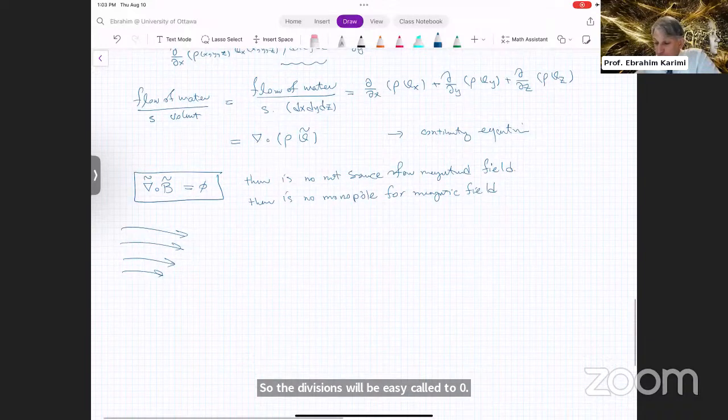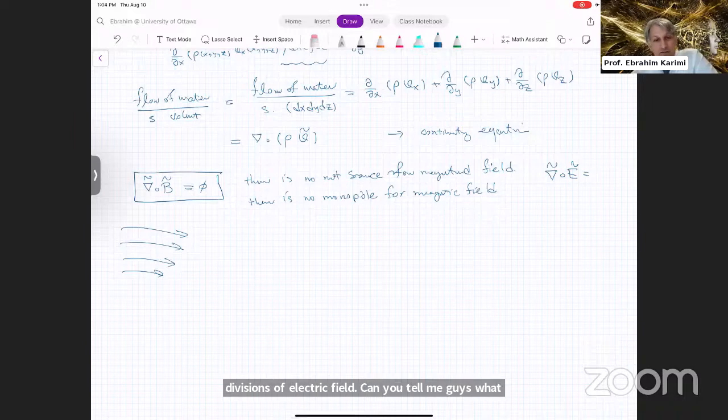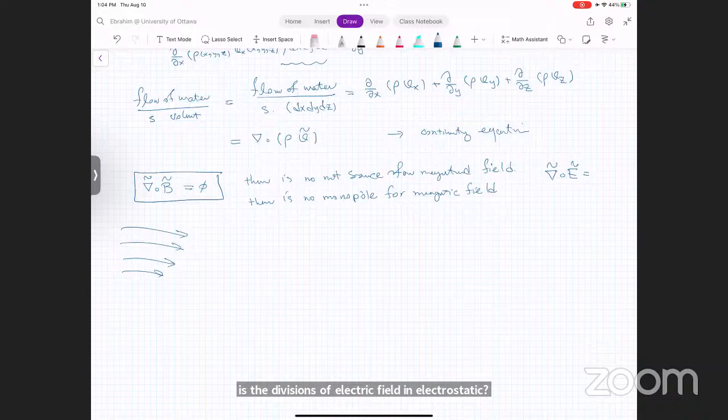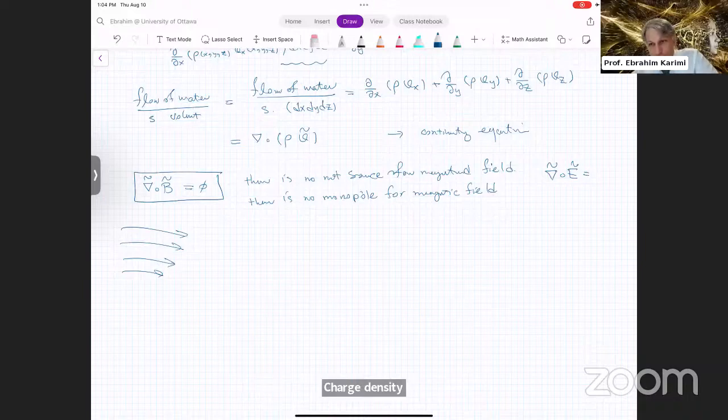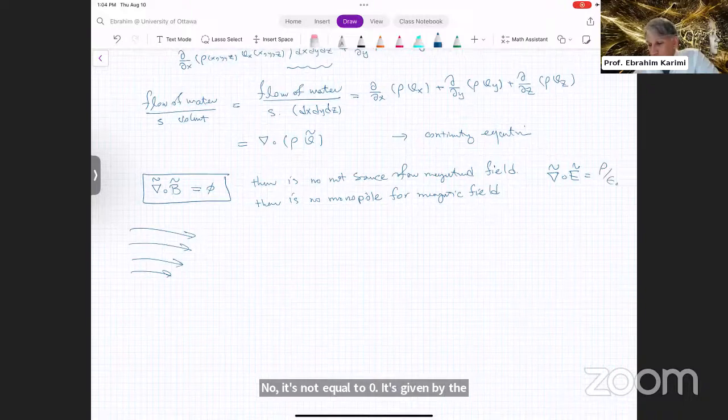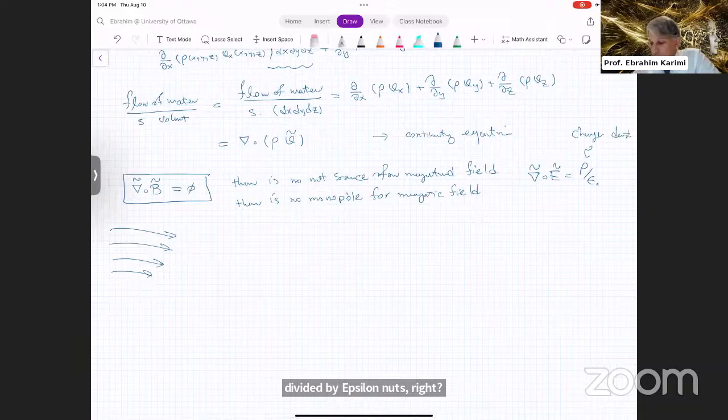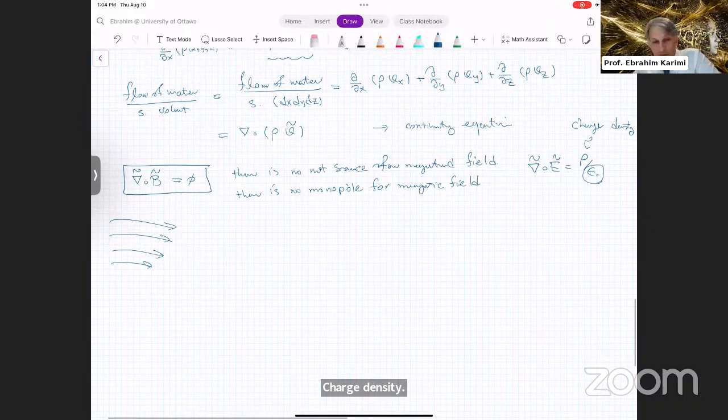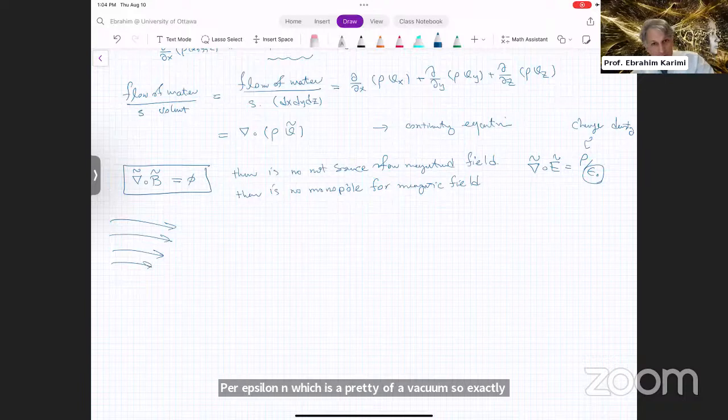However, the divergence of the electric field, can you tell me, guys, what is the divergence of the electric field in electrostatics? The charge density. Exactly. Yes, you're completely right, Dr. Amir. But people say that it is given by 0. No, it's not equal to 0. It's given by the charge density divided by epsilon naught, which is the permittivity of the vacuum. So exactly, Goar and other people say correctly.